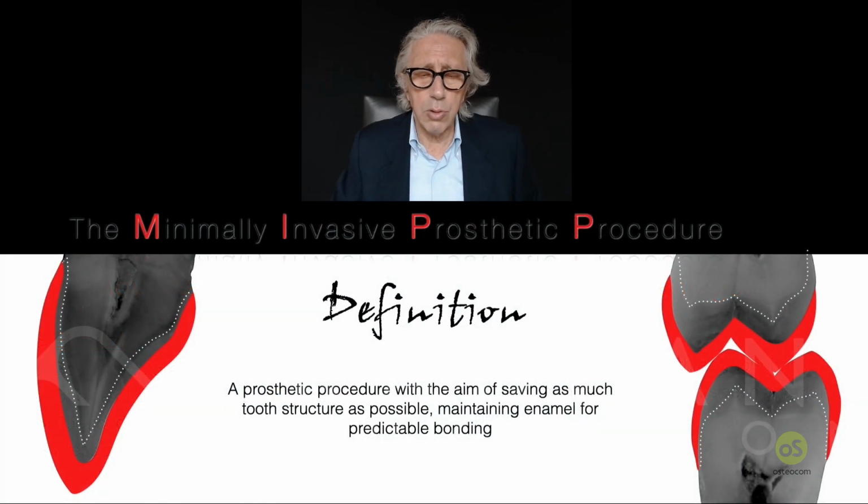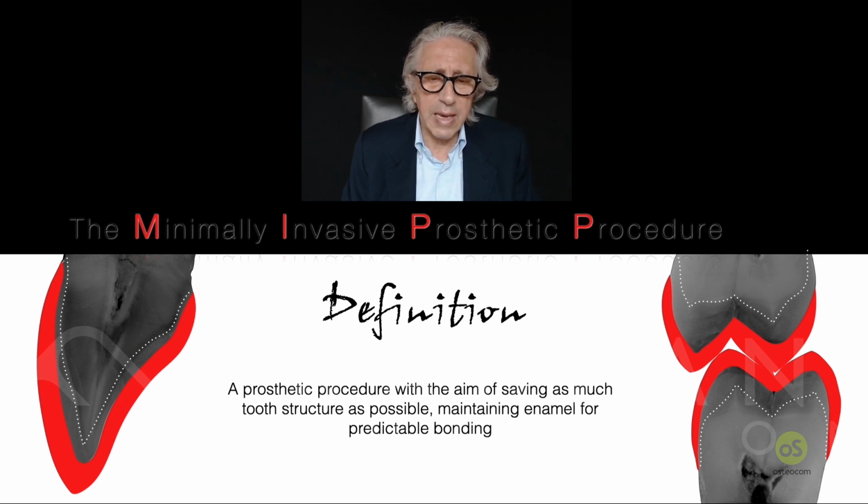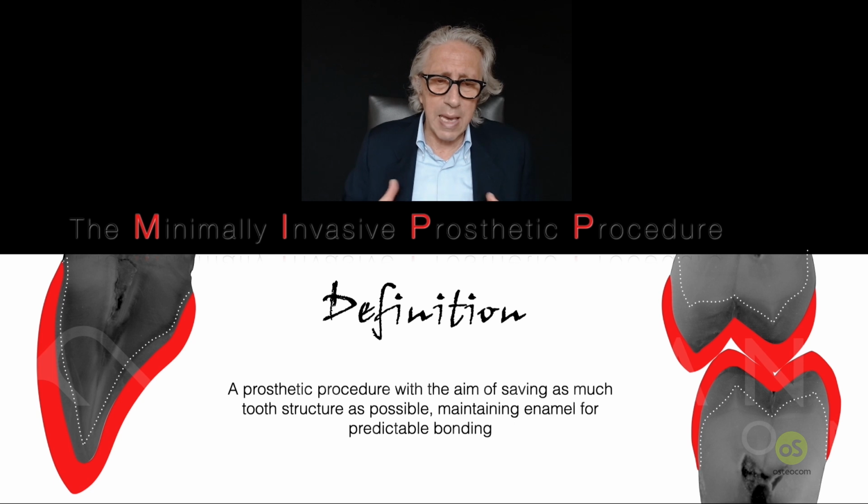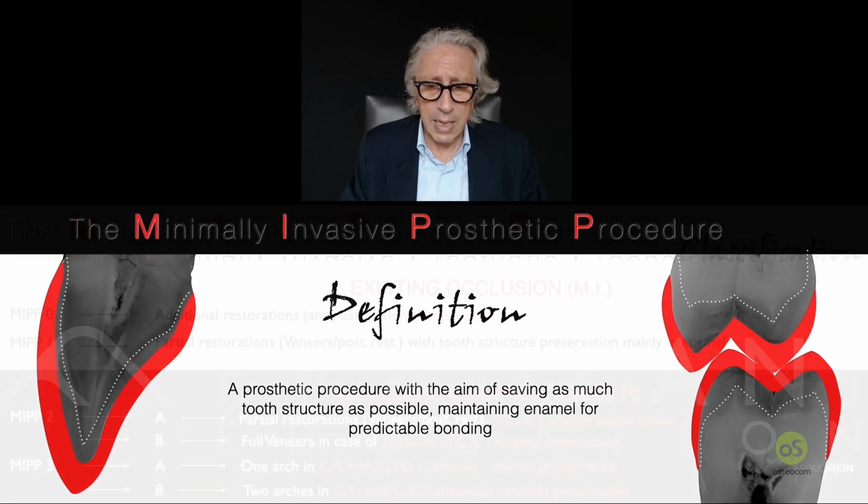So let me talk to you about what we call minimally invasive prosthetic procedure. The definition is a prosthetic procedure with the aim of saving as much structure as possible, maintaining enamel for predictable bonding. That is quite classic for this kind of material, lithium disilicate or the silica-based material, where you can etch this kind of enamel and you can have an etching porcelain over. So it's also possible to do veneers on zirconia, probably, yes, but my feeling is still to stick to this kind of material for this kind of bonding procedure. That is at least my choice.